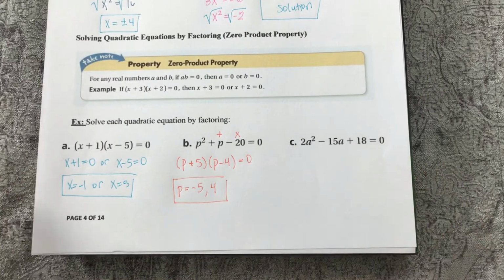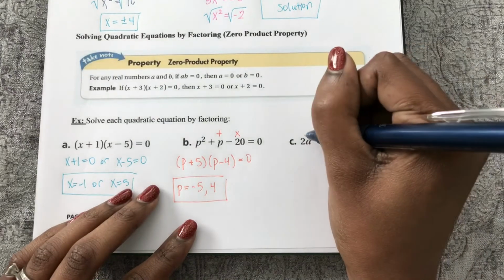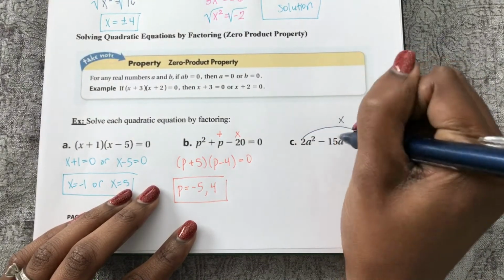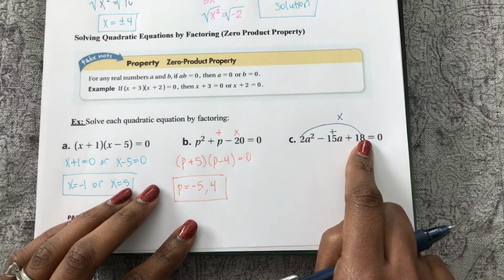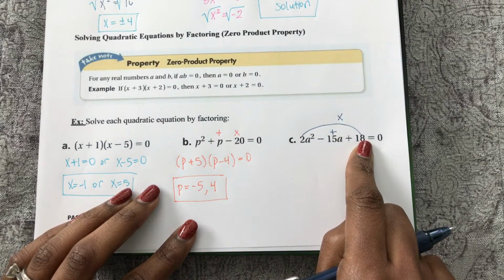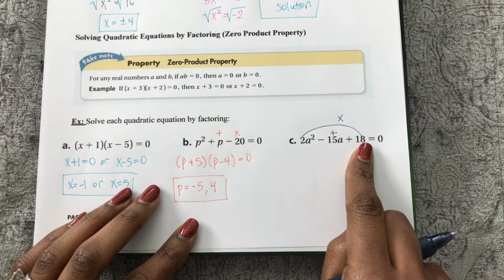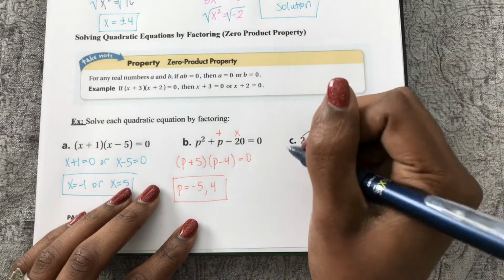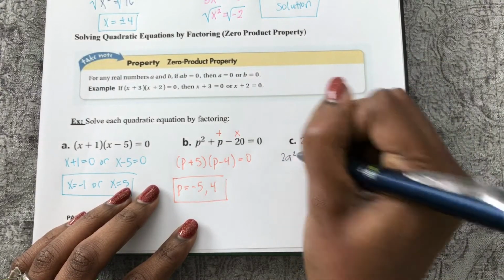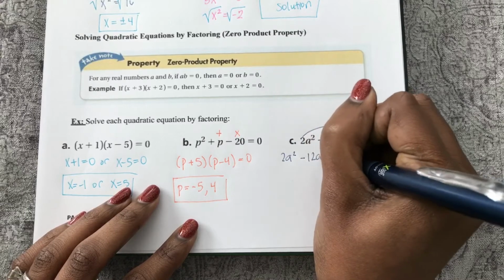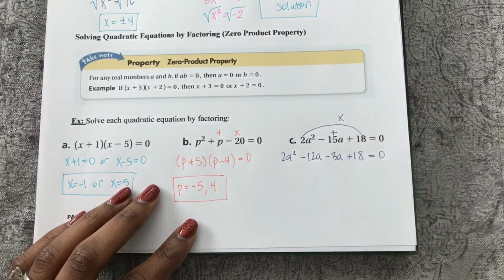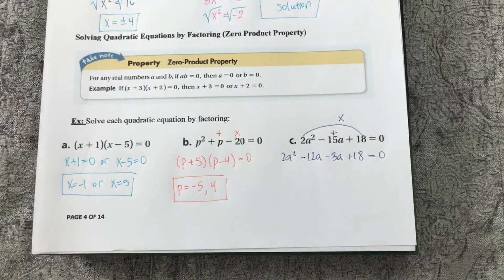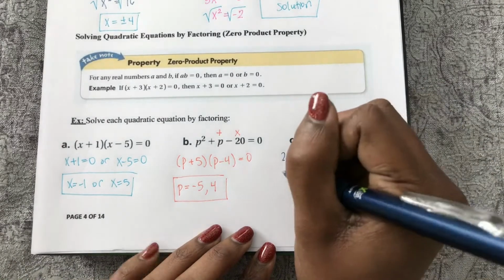So now part C. All right, we've got to do one that's a little bit more difficult. So this one is A times C, split your B. So what two numbers multiply to make 36 and add to make -15? Well, those numbers are -12 and -3. So I have split my middle term. So now I'm going to factor by grouping.